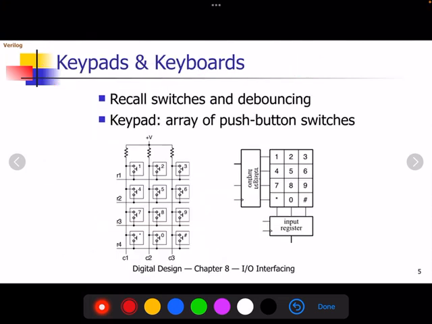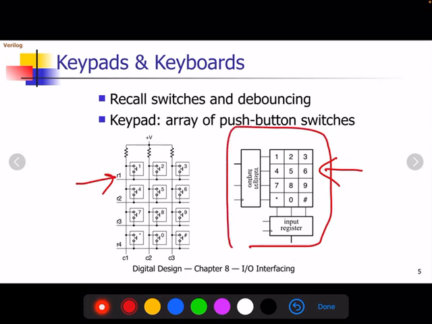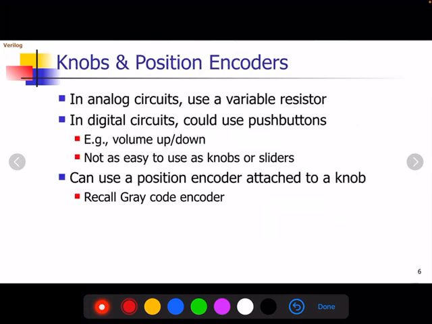You can have a look at keypads and keyboards. A push button type keypad is provided here, where an input register is there as well as an output register. Depending on the key pressed, a certain binary value will be selected and given to the output register. Similarly, we have debouncing switches available over here. You can see a recall switch and debouncing type switches. These are the input devices to the system.